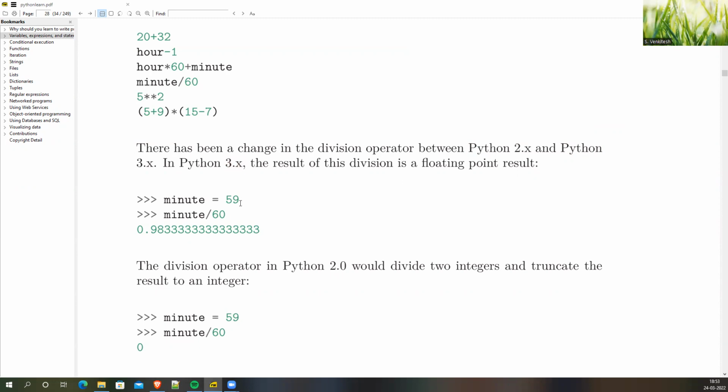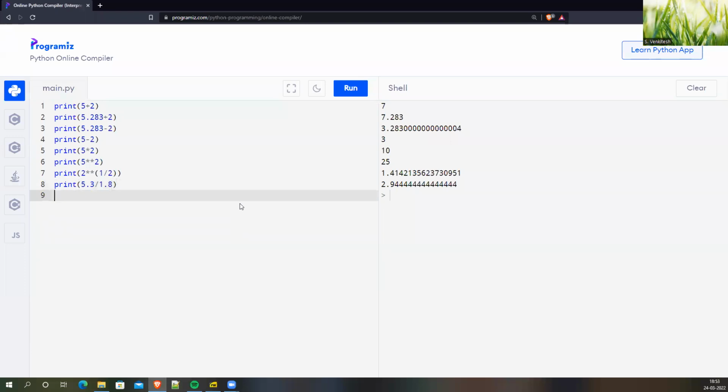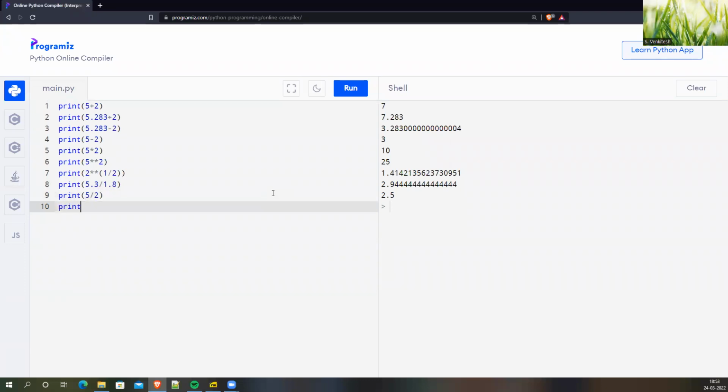Okay, so going back, when you do 5 divided by 2, you are supposed to get 2.5, right? Because it's 5 divided by 2 as a fraction. But now, if you say 5 backslash 2, understand? It's not 5 and a single backslash, it's 5 and double backslash. 5 backslash 2. What is this? The answer is 2.